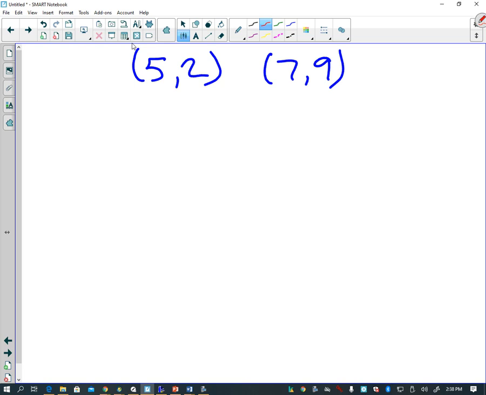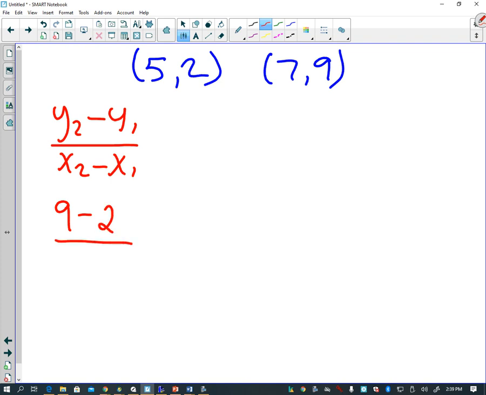y2 minus y1 over x2 minus x1. So y2 minus y1 over x2 minus x1. That's exactly right. What is the y2? 9. Okay. What is the y1? 2. What's the x2? What's the x1? 5. Okay. 9 minus 2 is 7, over 7 minus 5 is 2. So we have a slope now of 7/2. Okay. Is that reducible? We're not looking for a mixed number when we talk about slopes. Okay. So improper fraction is what we want.